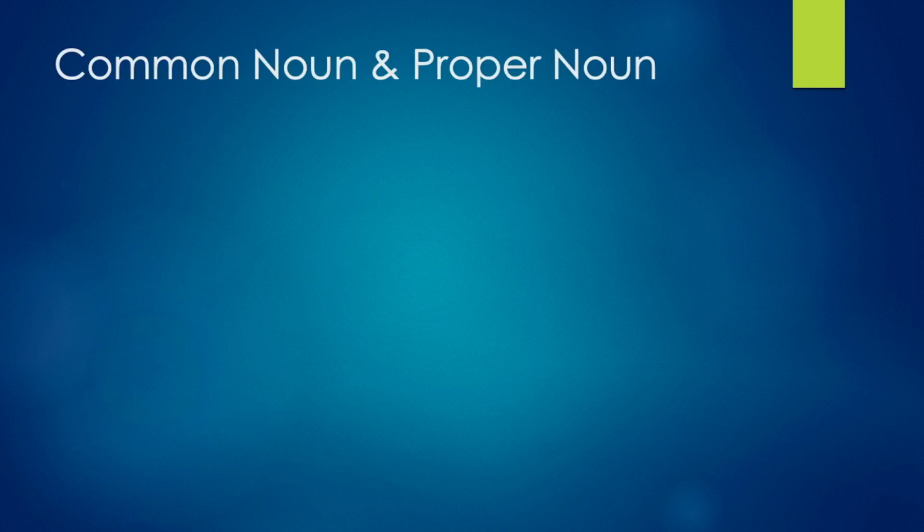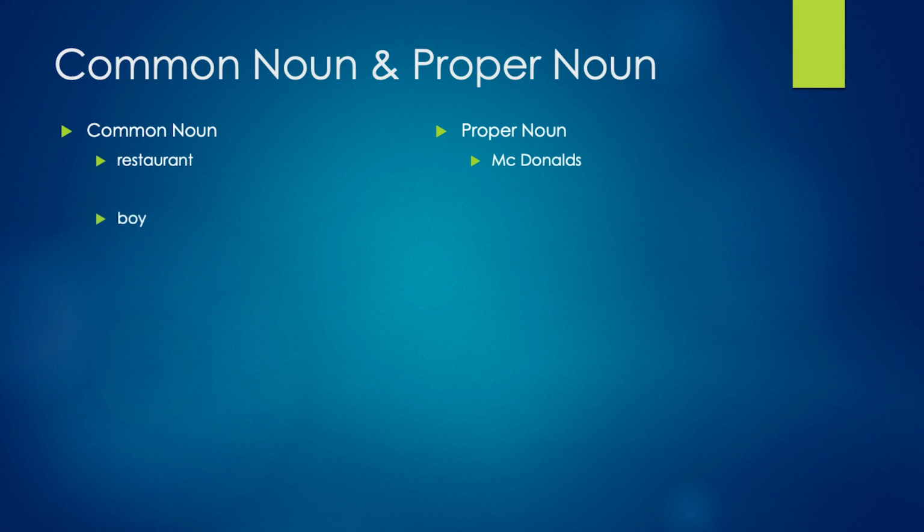In this chart, all the nouns on the left side are common nouns, and all the nouns on the right side are the proper nouns. The first example is restaurant. Restaurant is a common noun because it can be any restaurant. But McDonald's represents the name of one particular restaurant, so it is a proper noun. In the same way, boy is a common noun because it can be any boy, but Anuj is a proper noun because it is the name of one particular boy, that is Anuj.